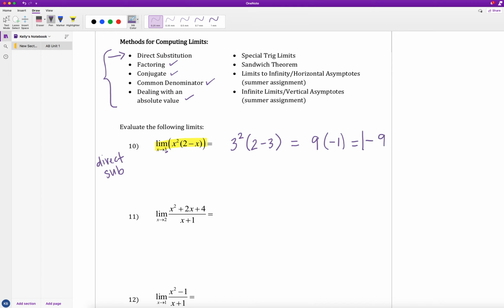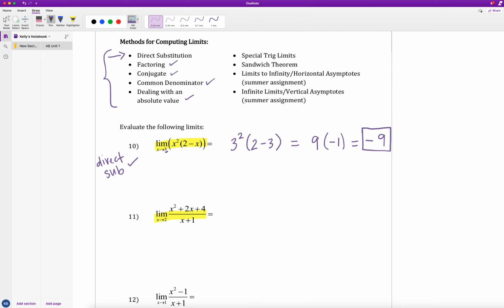And since negative 9 is a valid numerical answer, direct substitution did work in this case, and we can directly substitute in 3, and we get out that the limit for this function is going to be equal to negative 9. Let's look at example 11. Why don't you guys pause the video and read this statement out loud to yourself first, and then we'll check that together. So in example 11, it says the limit as x approaches 2 of x squared plus 2x plus 4, all divided by x plus 1.